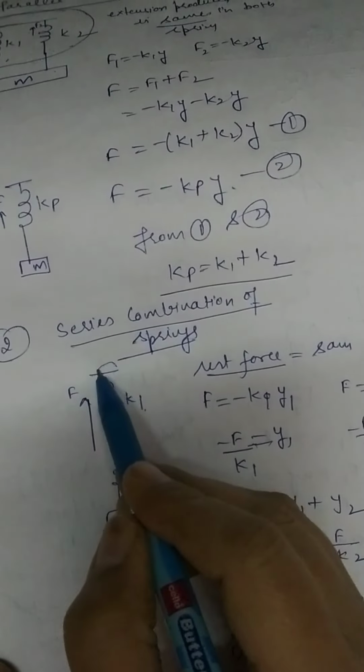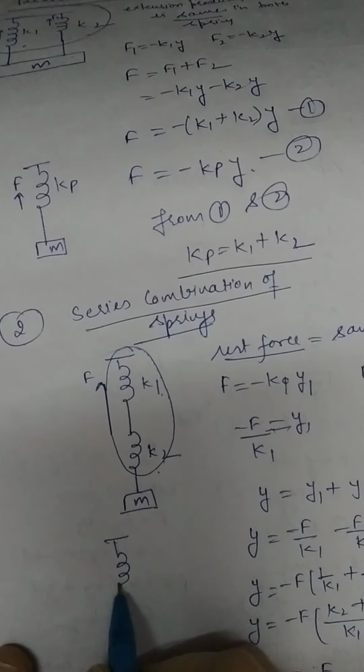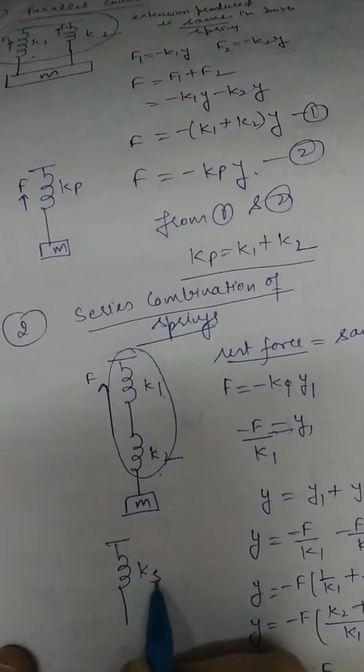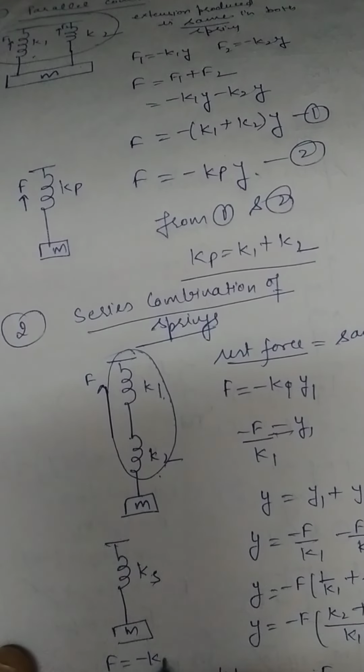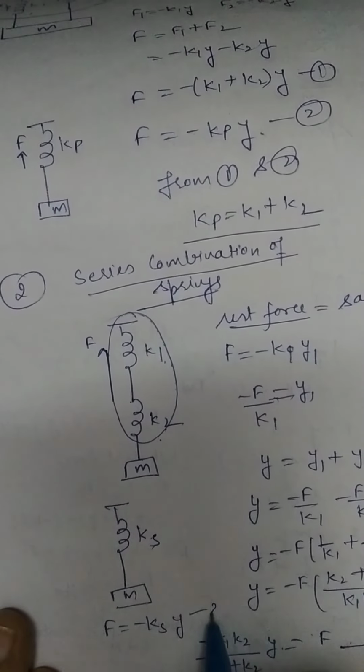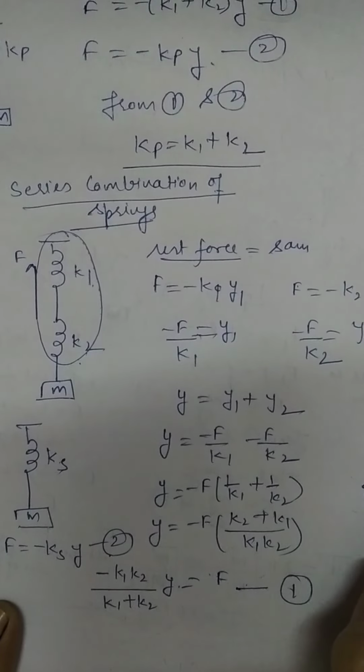If you replace these two springs by a single spring which produces the same effect as is produced by these two, this is series and here the mass M is suspended. So F is equal to minus Ks into Y. Compare these two equations, from 1 and 2 you can say.